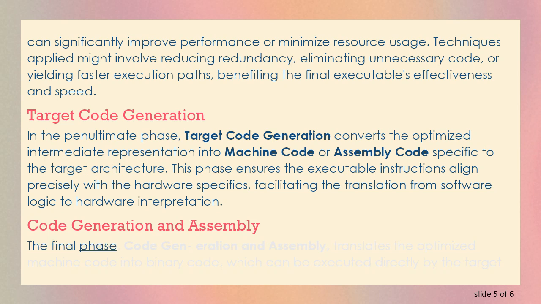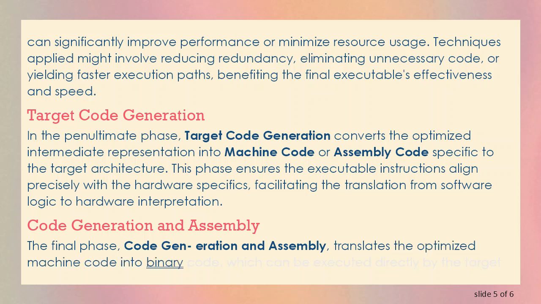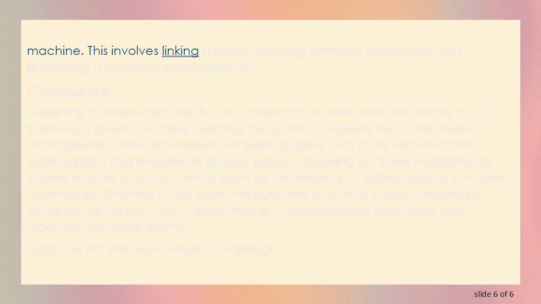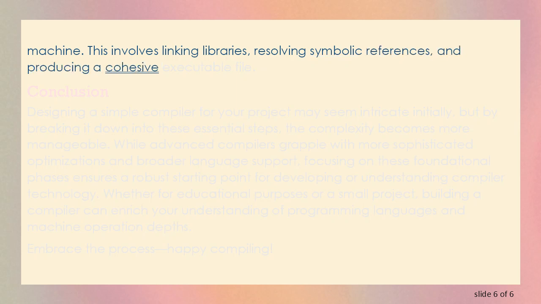Code generation and assembly. The final phase, code generation and assembly, translates the optimized machine code into binary code, which can be executed directly by the target machine. This involves linking libraries, resolving symbolic references, and producing a cohesive executable file.